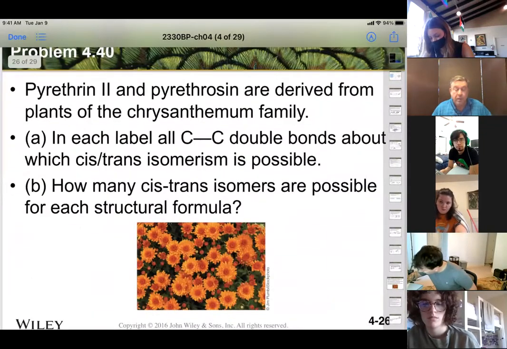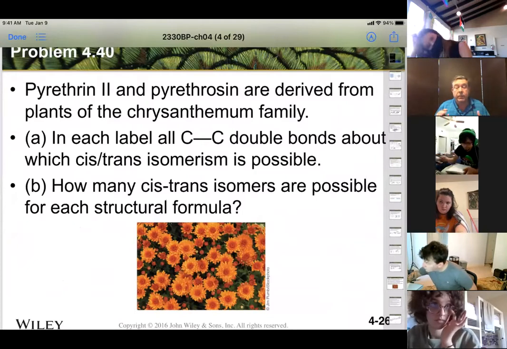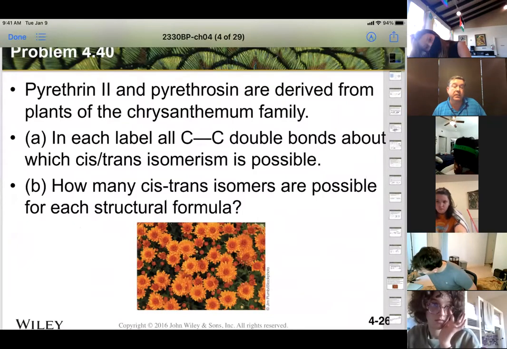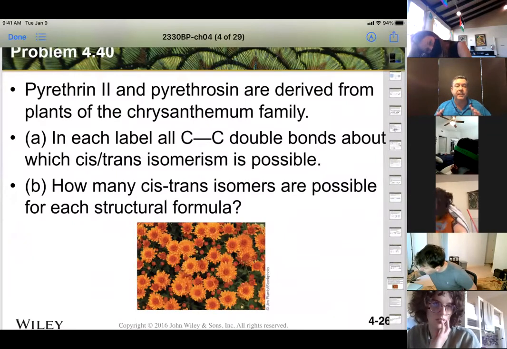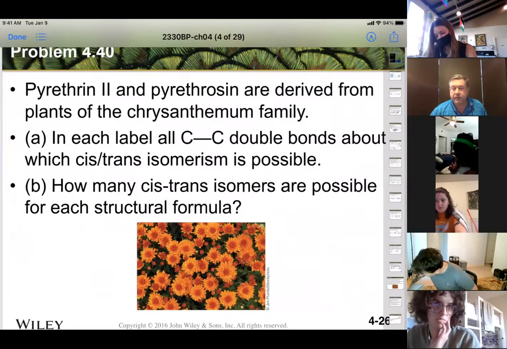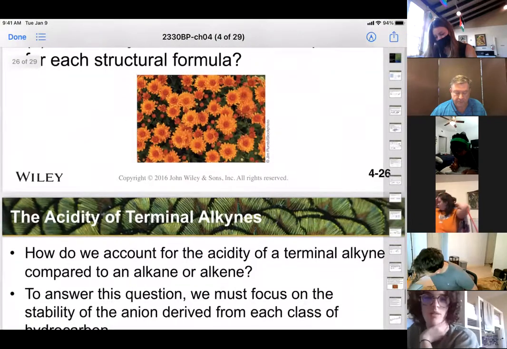I don't have that, but you might want to go look this up. It's actually in the book. The structure of the pyrethrin is in the book, and you can see how many different possible cis-trans isomers there are. The cool thing is the flower only makes one of those, and that's the specificity of the enzyme systems we'll talk about later in a different chapter.